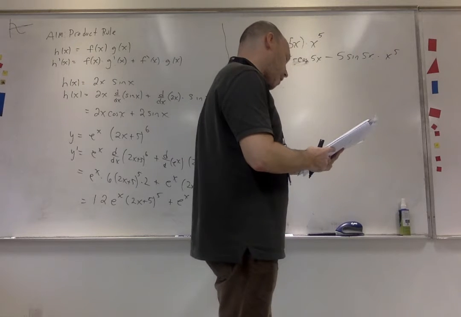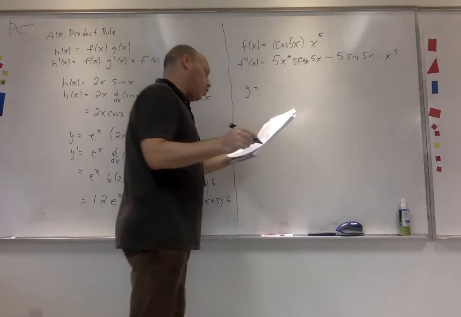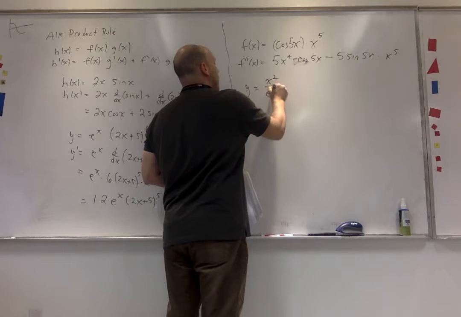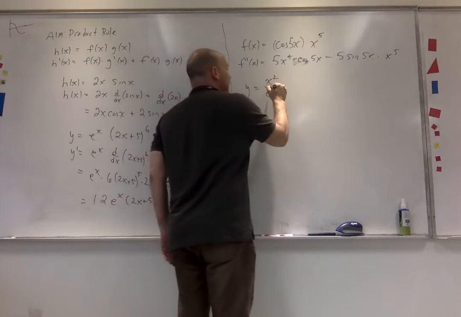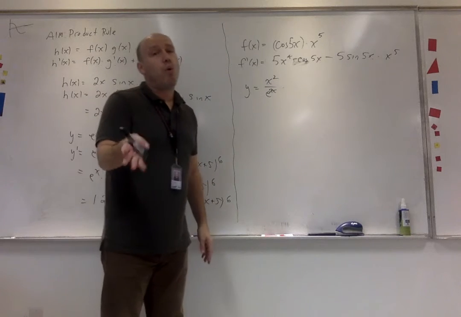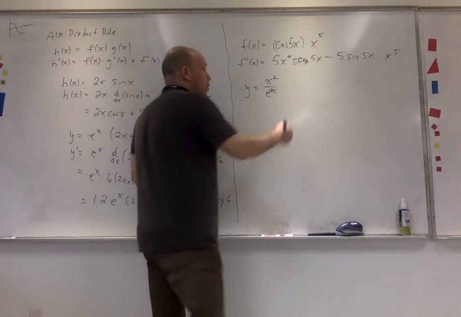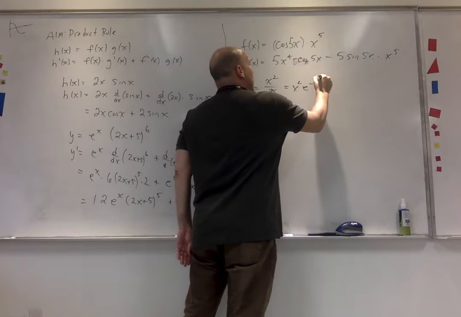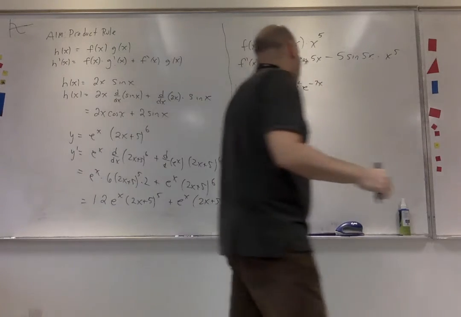Okay, so how about I give you this one? I give you y equals x squared over e to the x. Well, let's make it more fun. How about e to the 7x? And you're like, well, we don't know the quotient rule yet. That's coming in a minute. But I can transform this into the product rule. So you can always write x squared e to the negative 7x. And you're like, okay, I have the product rule. And then you write the answer.